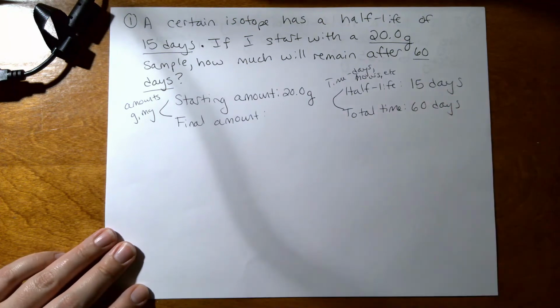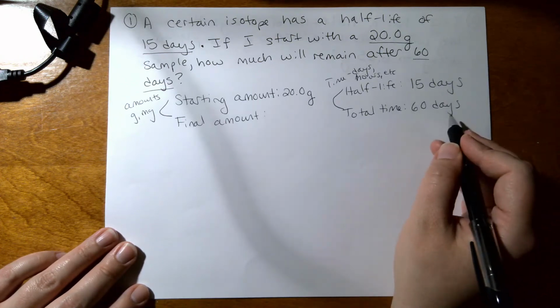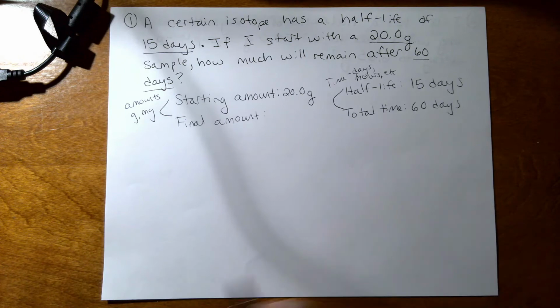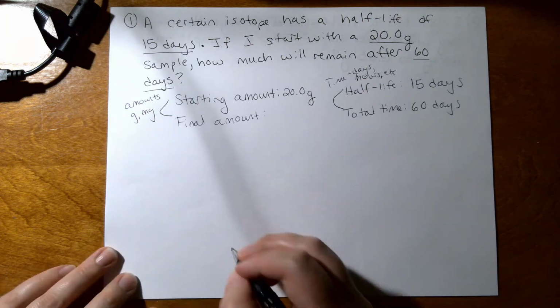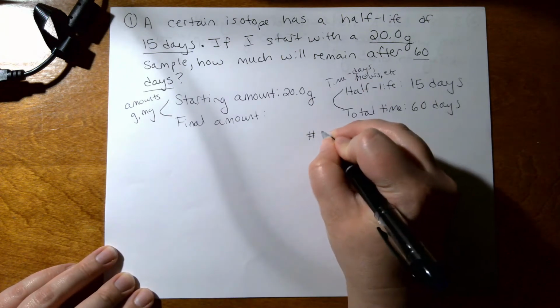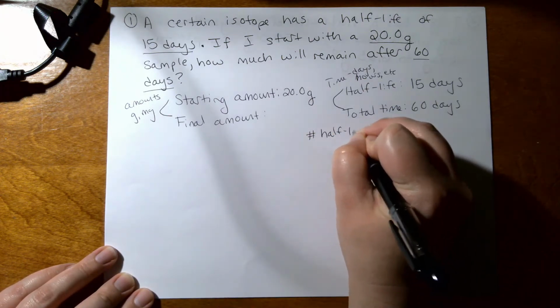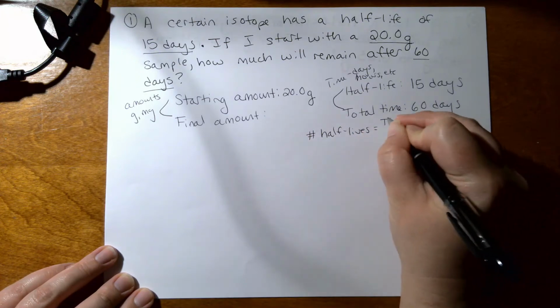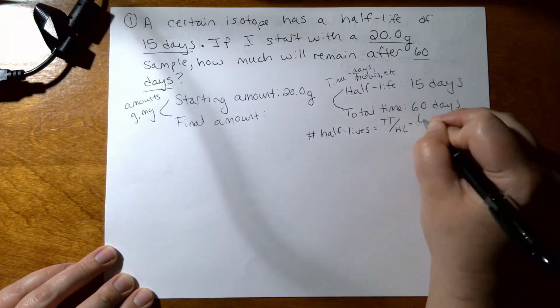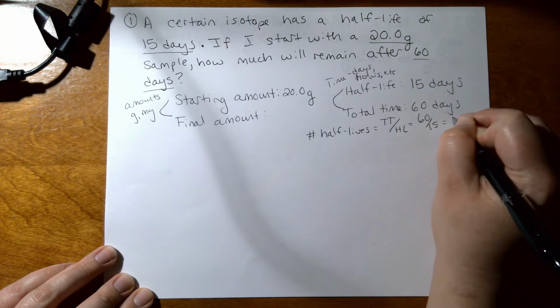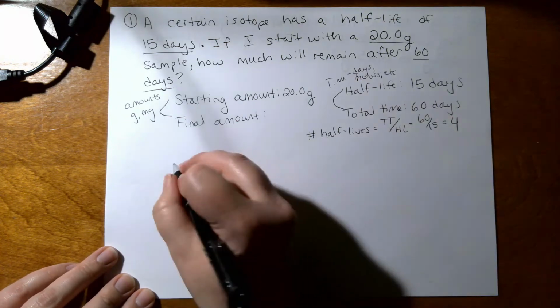Now, before I can figure out my final amount, I really have to know how many half-lives occur during this 60-day period. Well, if each half-life is 15 days, I can say, okay, 15 days, 30, 45, 60. That's 4 half-lives. Another way to think of it is that the number of half-lives equals the total time over the half-life. So 4 half-lives go by.